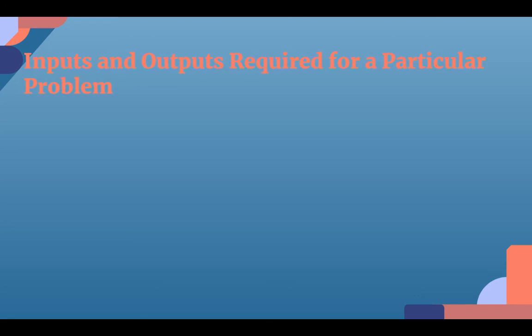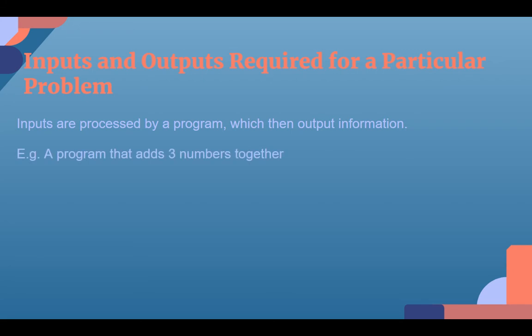Inputs and outputs required for a particular problem. When one is confronted with a programming problem, to properly address the problem, one must identify all of the inputs and outputs required for that program. Inputs are processed by the program, which then creates the outputs. For example, if you had a program that wanted to add 3 numbers together, the inputs would be the 3 numbers that you want added together. The process would be that the 3 numbers are added together, and then the output would be the 3 numbers combined.